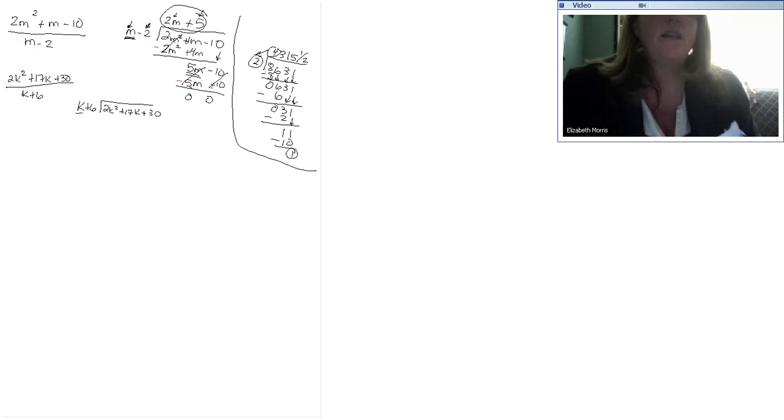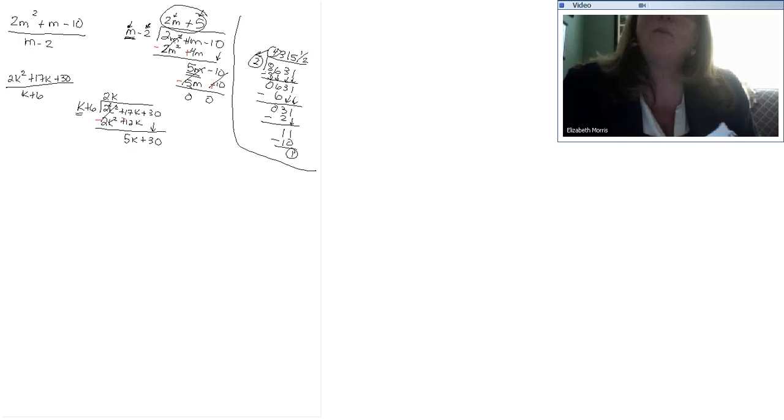Looking at the leading coefficient, what would I multiply k by to get 2k squared? 2 and k. 2k times k is 2k squared, and 2k times 6 is 12k. Now I'm subtracting, so I change the signs. Now I combine, and this cancels out. 17k and negative 12k is 5k, and I bring down the rest. And I start all over again.